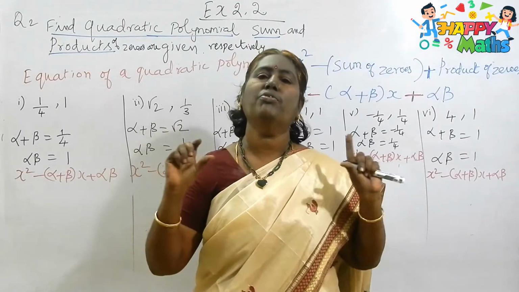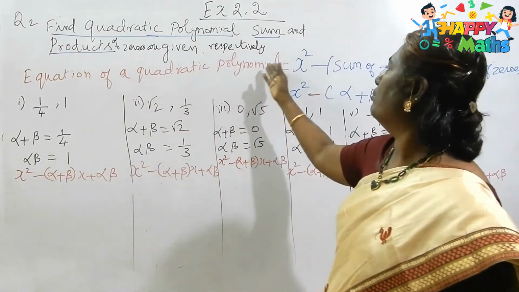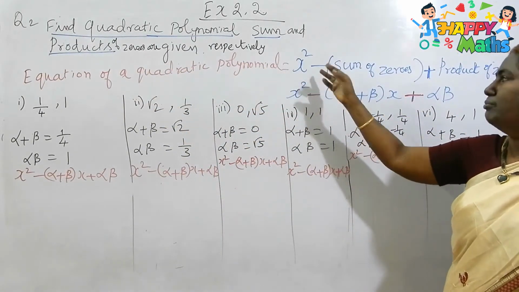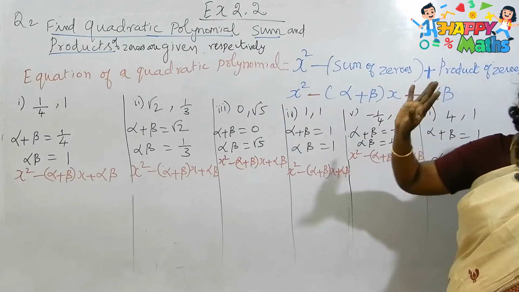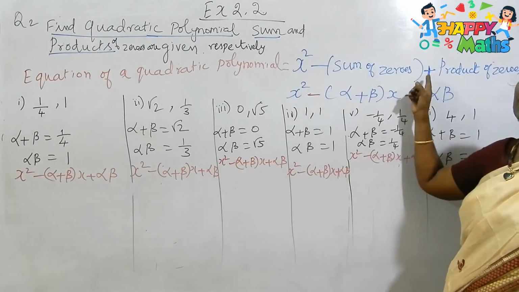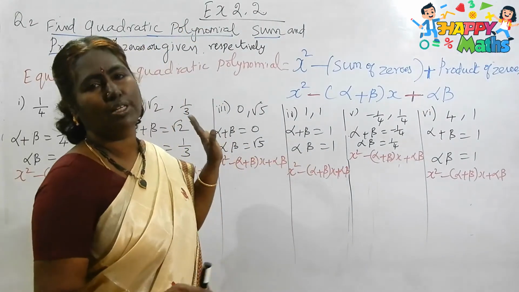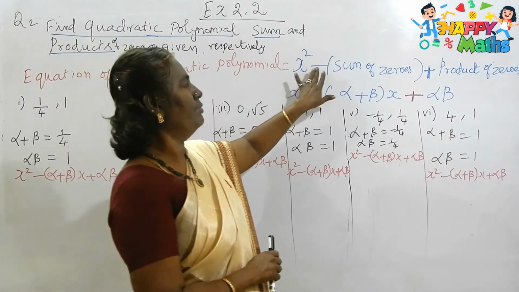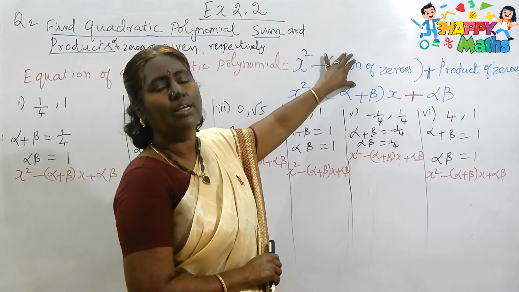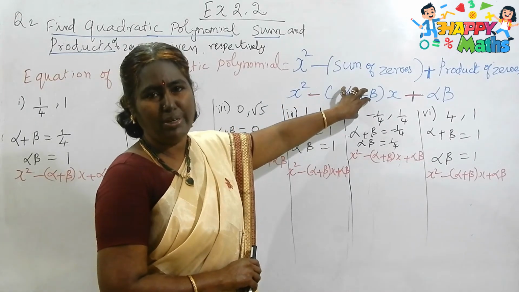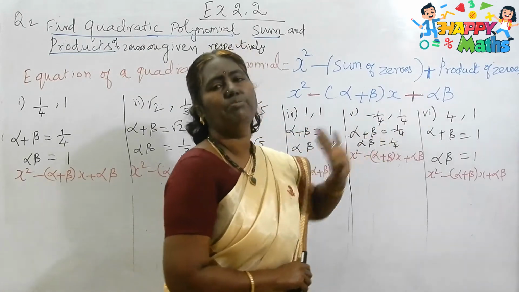What is the general form of the equation? The equation of a quadratic polynomial is x square minus sum of zeros plus product of zeros. If you remember only this equation alone, you can do these sums very quickly. It is very simple. Question number 2. So x square minus sum of zeros plus product of zeros. That sum of zeros we have written in alphabetical form. How? Alpha plus beta into x plus alpha into beta.